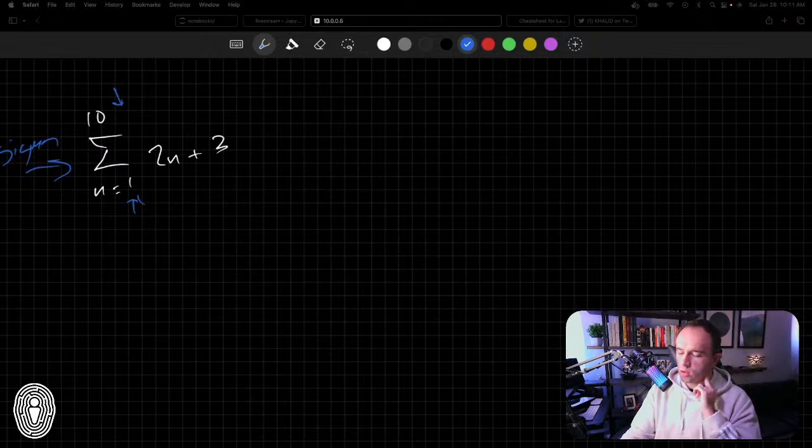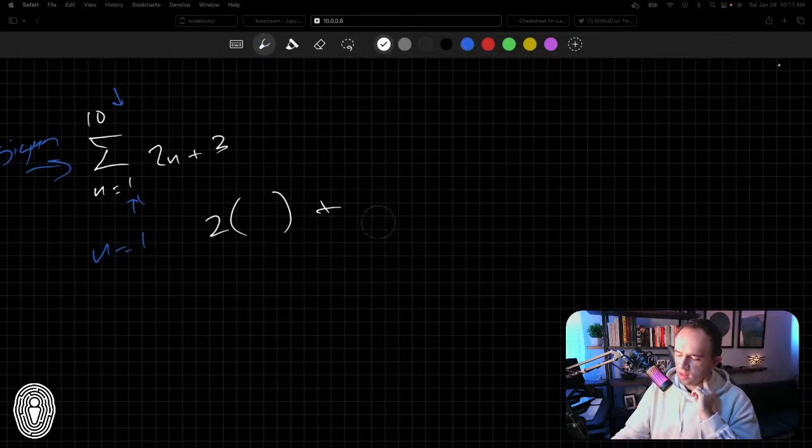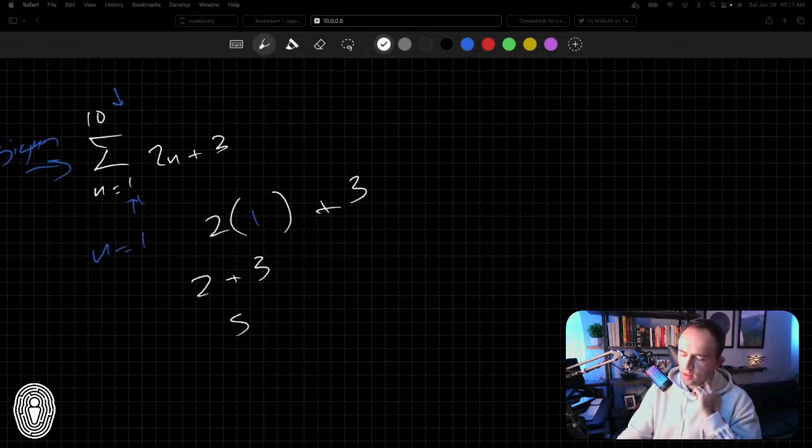So let's just do the first one. The first one is n equals 1. So we're going to substitute the n here: 2n plus 3. I'm sorry, trying to talk and write at the same time is apparently not a skill of mine. So we're going to pop this 1 in place of where this n is. 2 times 1 is 2, plus 3. 2 plus 3 equals 5. So when n equals 1, this value is 5.